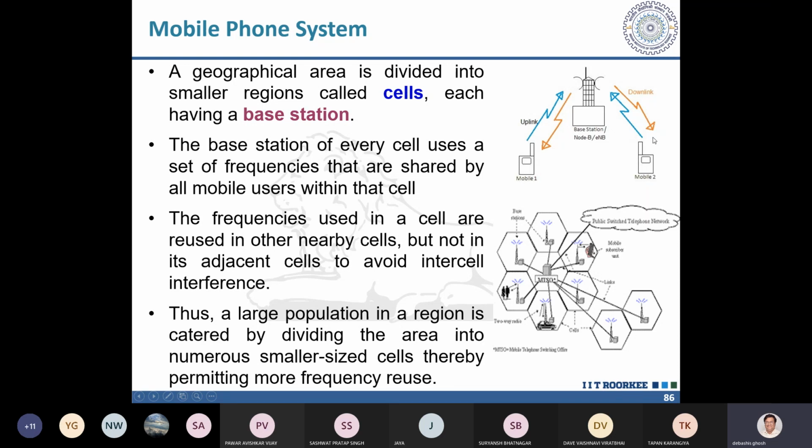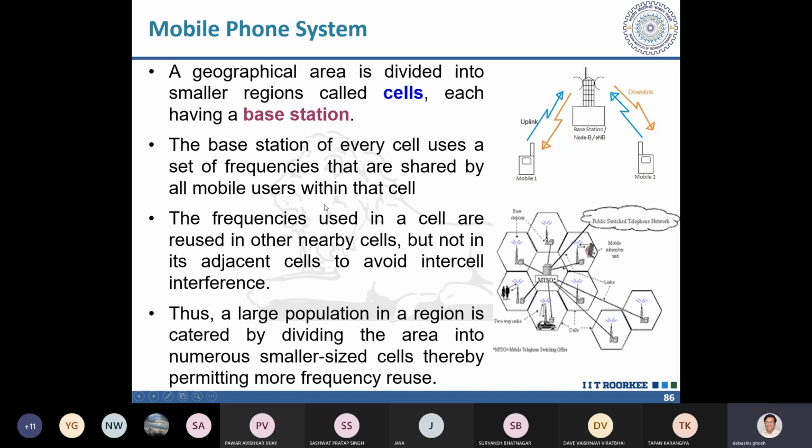If suppose there are 20 users in one cell, the base station will be using 20 frequencies for connecting to the 20 mobile users on the downlink. It will have another 20 frequencies for the uplink from each of these 20 users. So a total of 40 frequencies should be allocated to one cell.